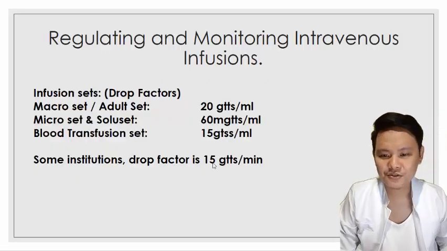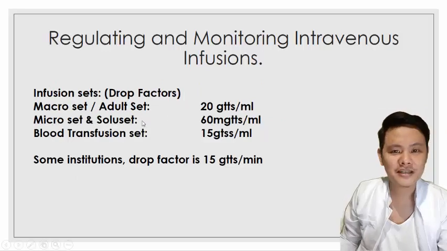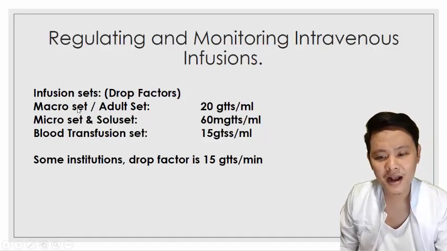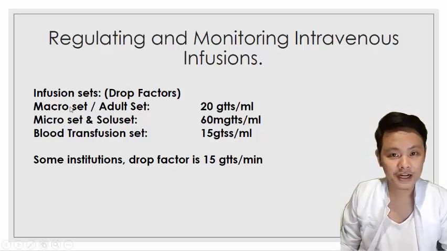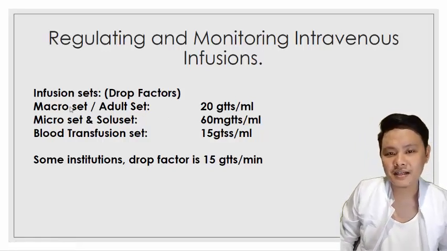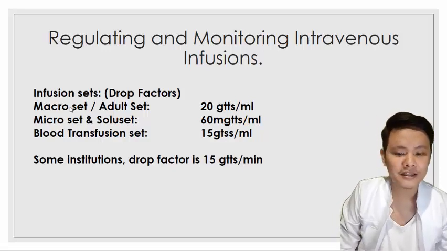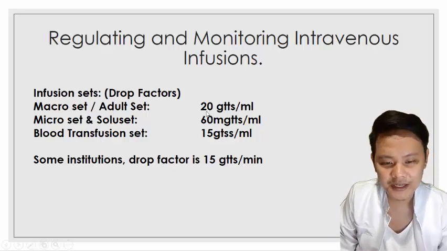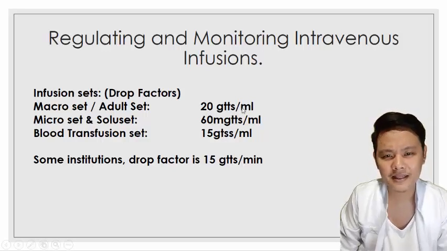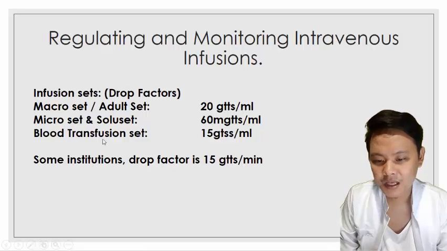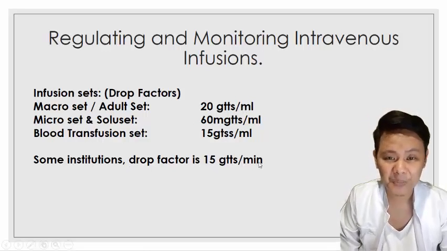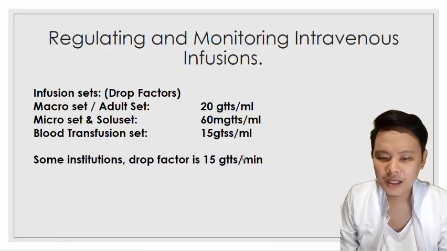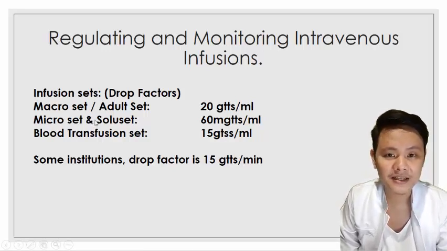So, just an information to you guys. For the infusion sets, the drop factor, katulad ng sabi sa inyo, for the macro set or the adult set, sa mga matatanda or adult, sa mga gumagamit ng 1,000 ml, the drop factor is 20 drops per ml. Pero, again, nakadepende po yan. Some institutions, the drop factor is 15 drops per ml.